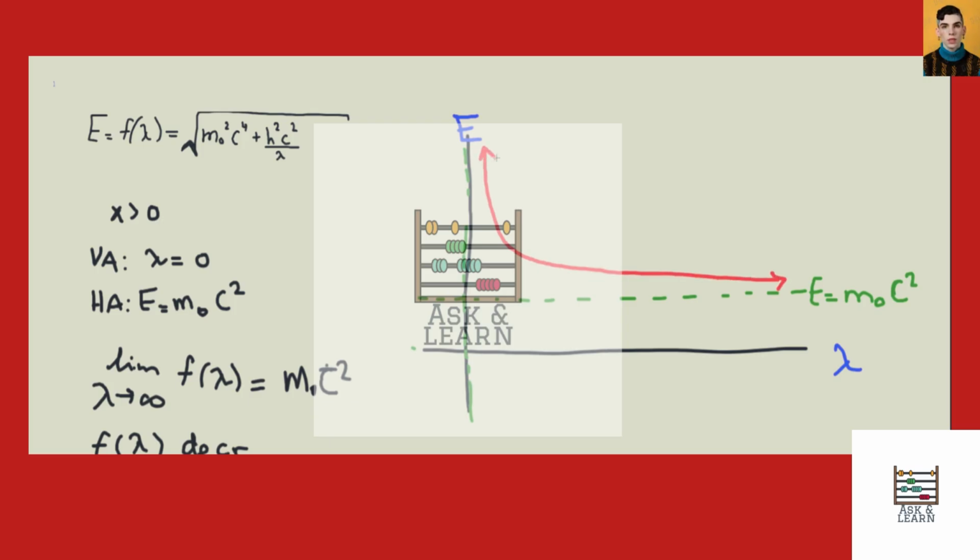So we can see that this is an inverse relationship, and energy and wavelength are inversely proportional, meaning as energy, let's write this in blue, as energy increases, or as energy decreases, as wavelength increases.